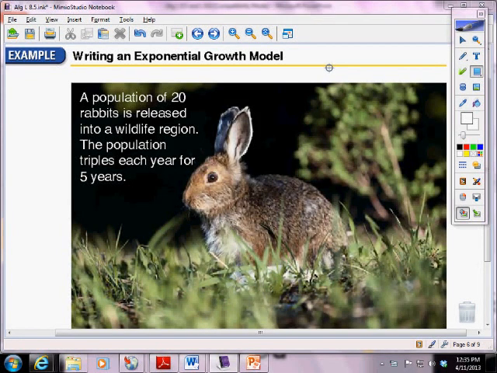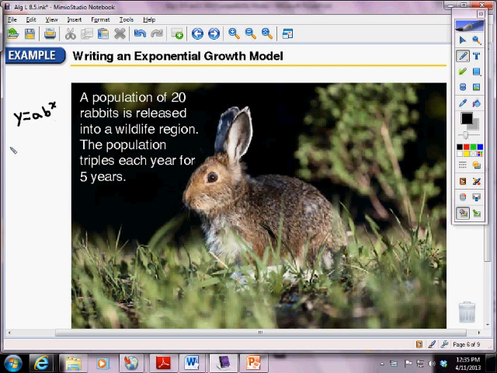Let's take a look at an example where it's more beneficial to use our exponential growth formula, y equals a times b raised to the x. Again, we have two exponential growth formulas and they mean the same thing. It's just different situations that you want to use them in. The first one I showed you was y equals a times b raised to the x.